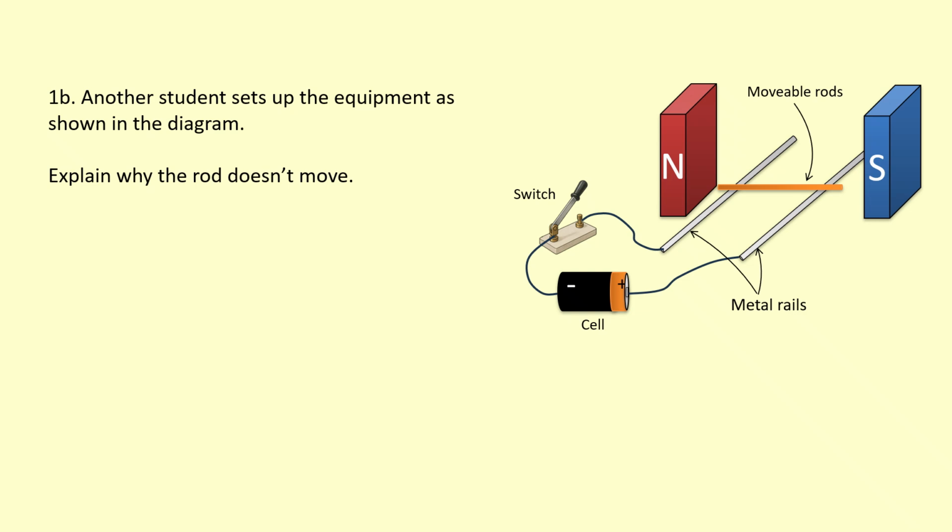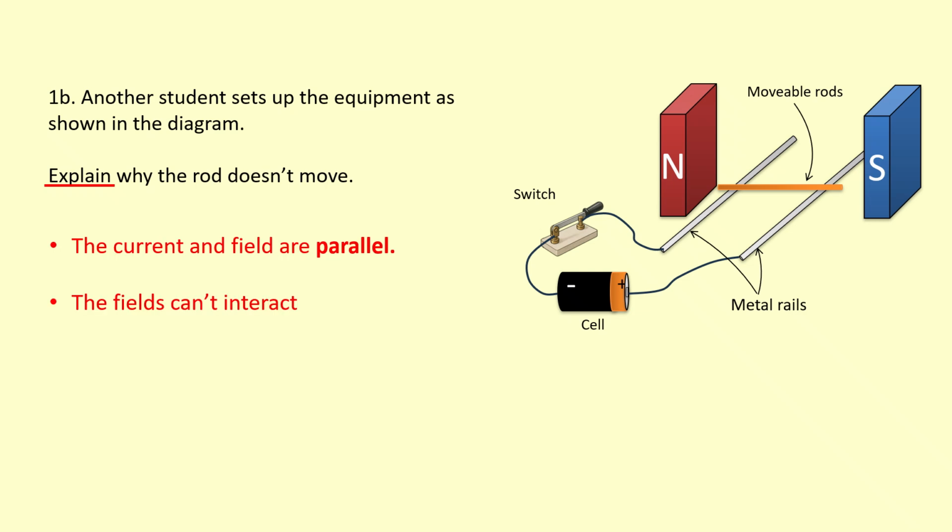Part B. Another student sets up the equipment, but as shown in the diagram there. Explain why the rod doesn't move in this situation. If I close the switch here, the current is going to be flowing from positive to negative, so it's going towards the left. But the magnetic field is going from north to south, which is towards the right. That's basically parallel. So if the current and the field are parallel, then the fields can't interact with each other, and therefore there's no magnetic force on the rod.